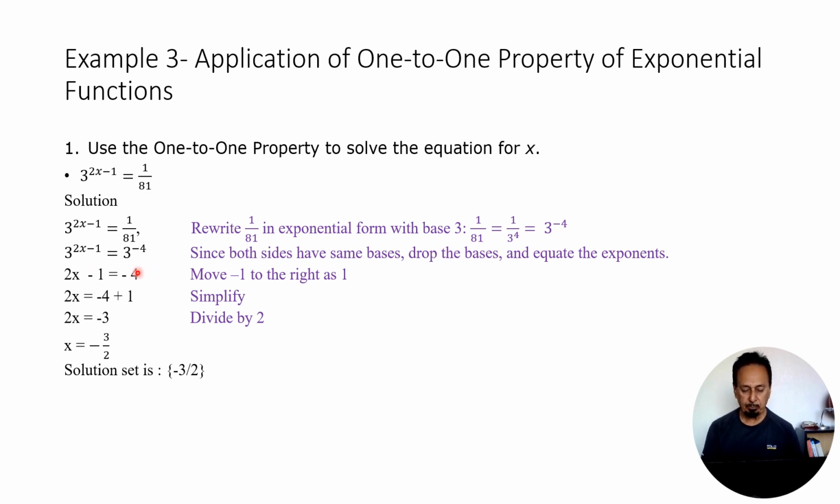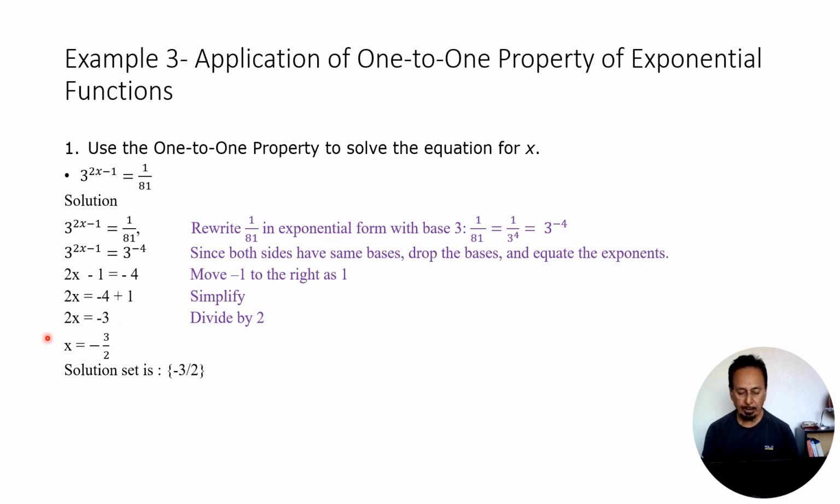As you can see, both sides have the same base. So the one-to-one property says that we can drop the bases and equate the exponents. So we get 2x minus 1 equals negative 4. Now it's a simple linear equation, so you can move negative 1 to the right side. So you will have 2x equals minus 4 plus 1. Now minus 4 plus 1 we can add, it becomes negative 3.